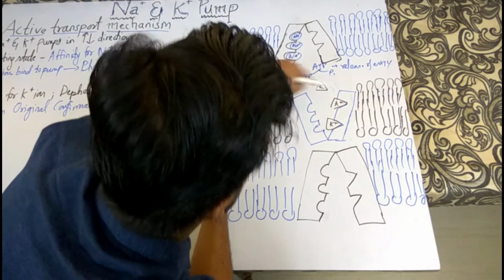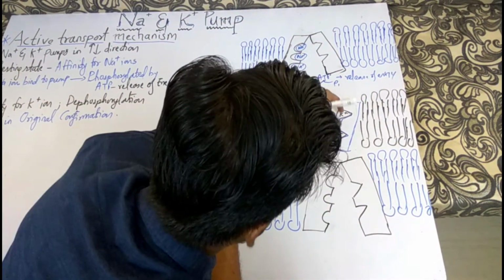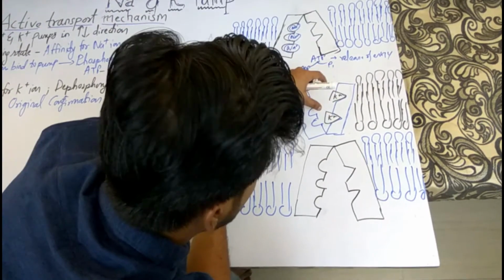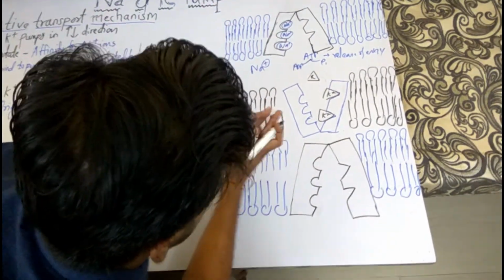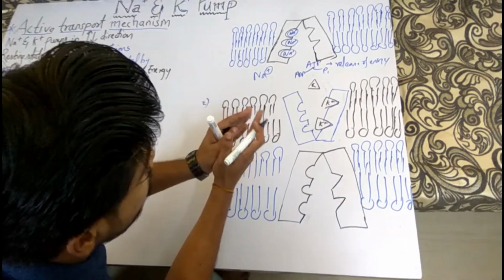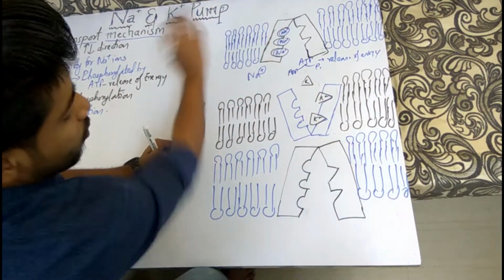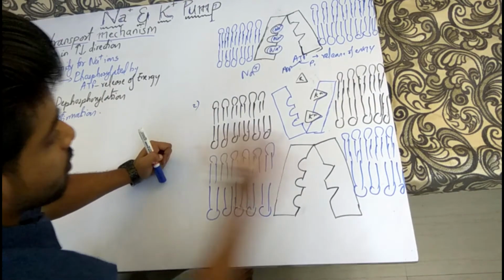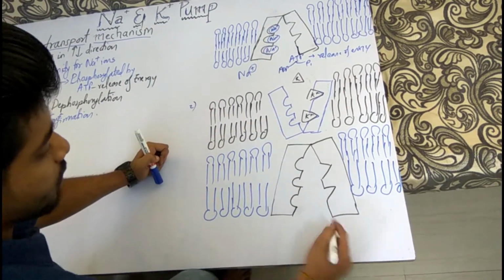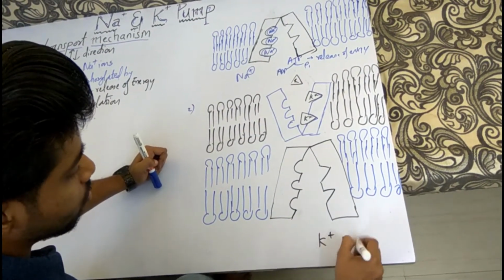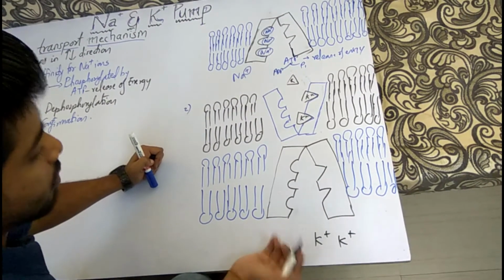So potassium will come from outside and it will bind to the protein, and again ATP will come into the picture. It will dephosphorylate the protein and it reverts back to its original conformation, back to the first picture. Then again it will release the potassium ions.